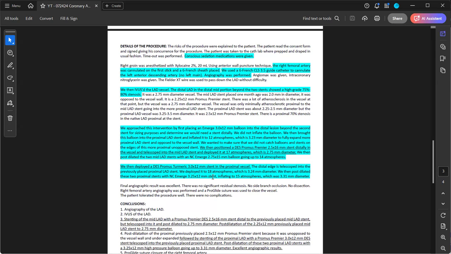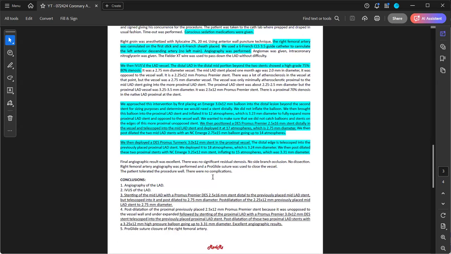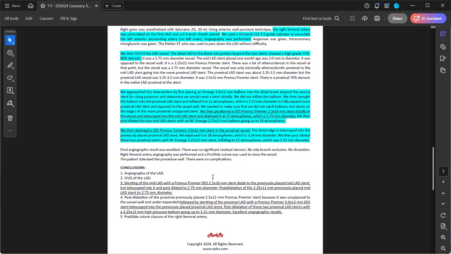Here we have stenting of the LAD. So we have 2 stents that are placed in that left anterior descending, so that is going to be 1 stent code. If we go down and look at the conclusions, again, I've underlined for you the intervention that was performed. We know that we had 2 stents that were placed in the same vessel.